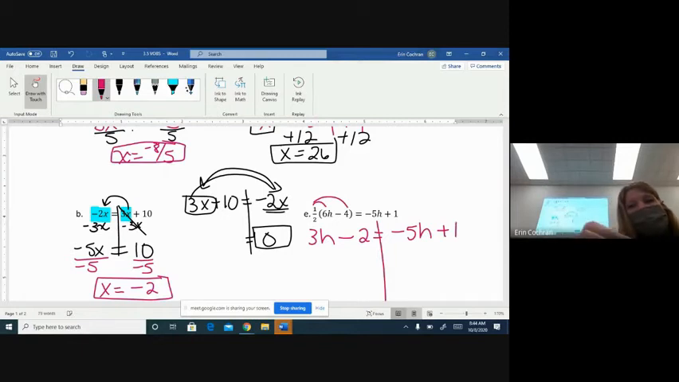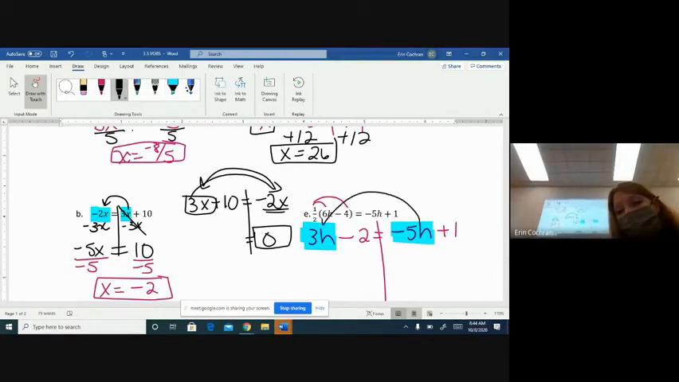All right. Now we have like terms, and are these like terms on the same side or different sides? Different sides. So let's move our 5h over. So how do I move a negative 5h over? Add, right? And what's 3h plus 5h? 8h. Minus 2 equals, what's negative 5h plus 5h? 0, and I'm left with 1.